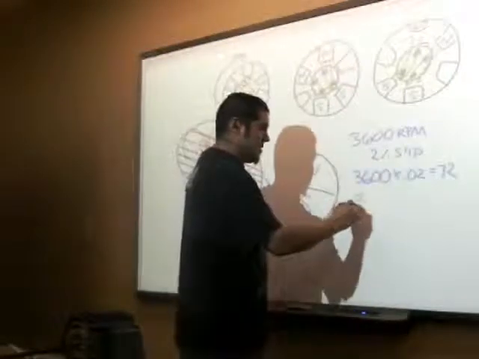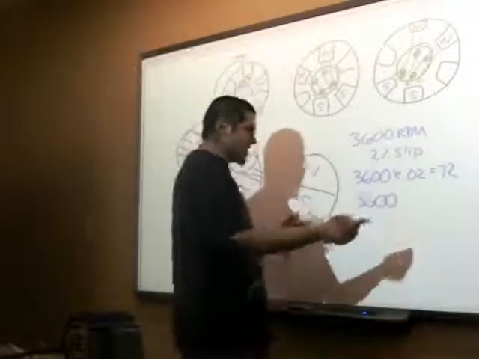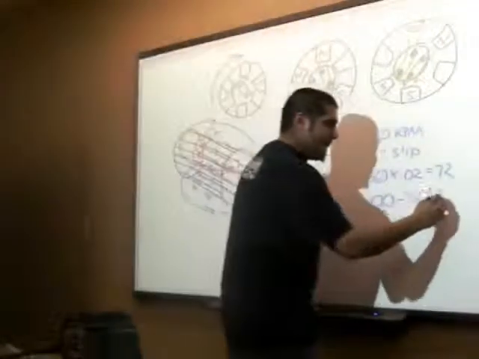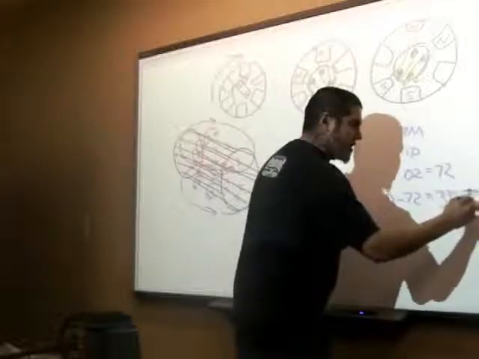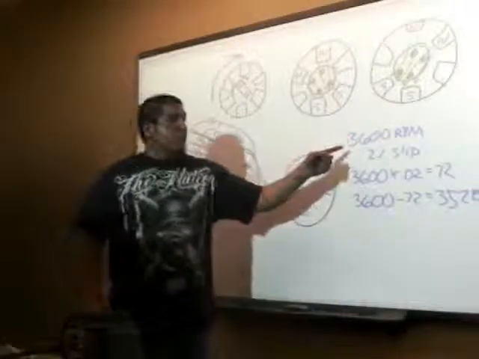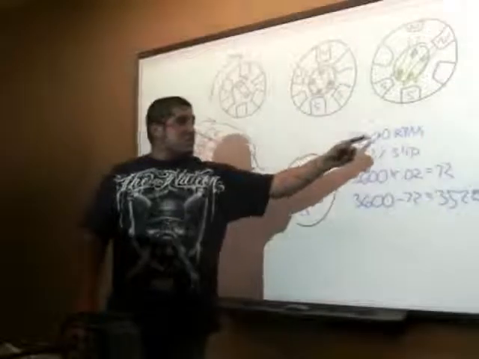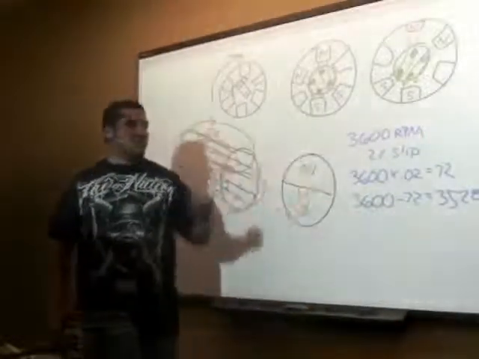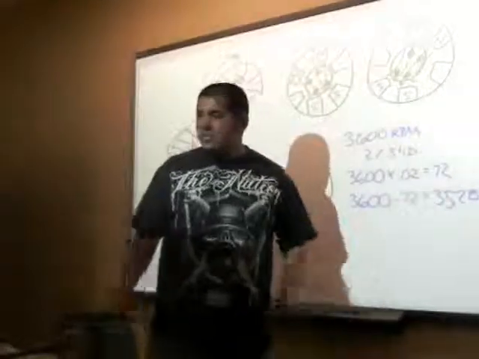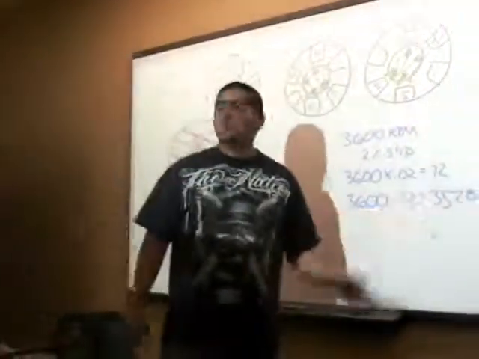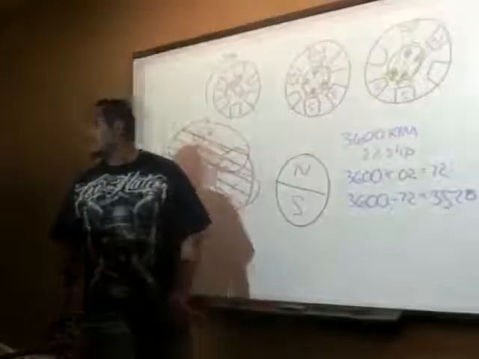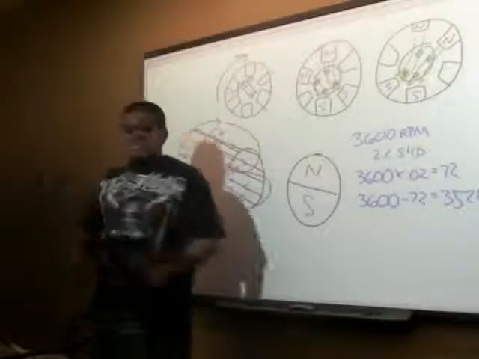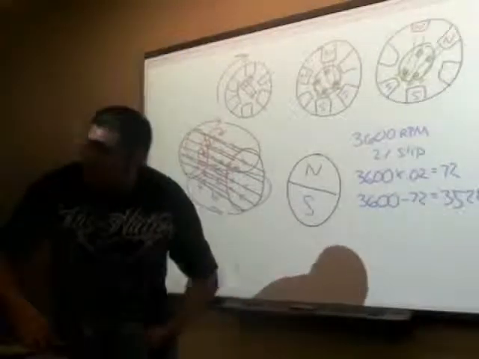So you subtract 3,600 minus 72 RPMs. What do you get? 3,528. So a motor that has 3,600 RPM with 2% slip, the rotor speed is actually 3,528 RPM. It's being dragged along, right? That magnetic field's basically dragging it along. It's pulling it along, right?